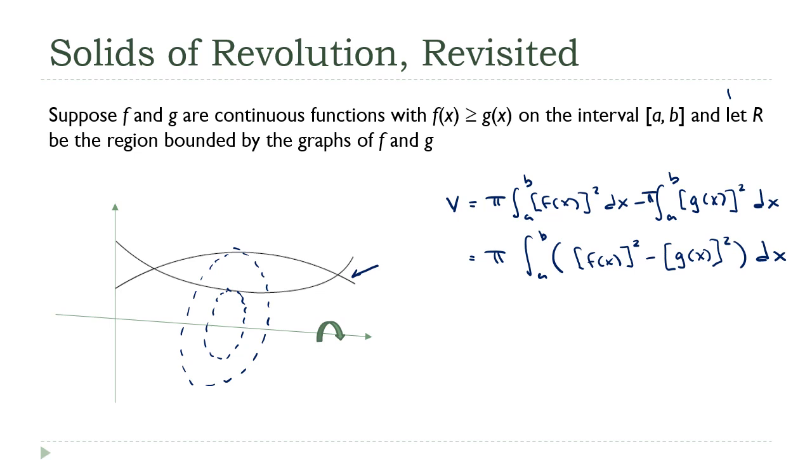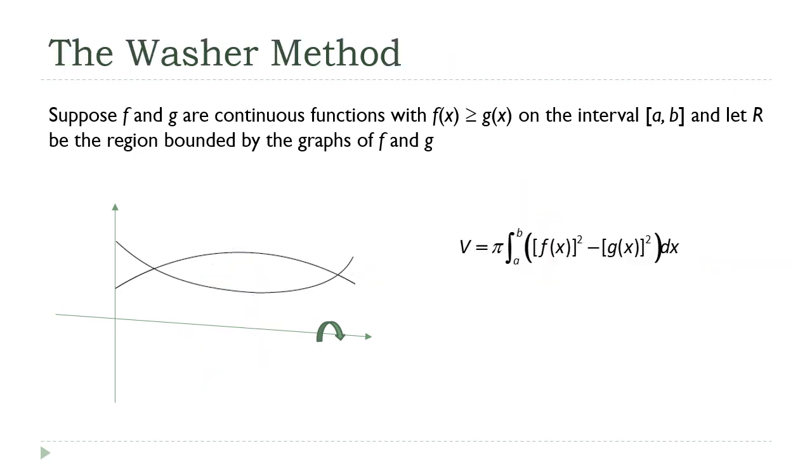Now, this method has a name. It's called the washer method. And the name comes from it. If you look at the diagram over here, these sections that we get, they look an awful lot like washers. Hence the name, the washer method. So I've got our formula for the washer method here written out a little more neatly.